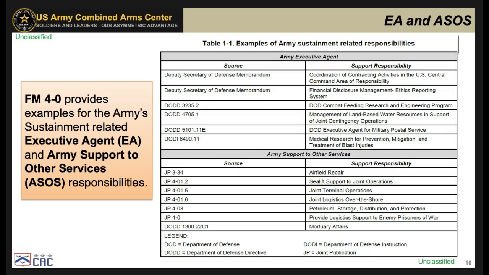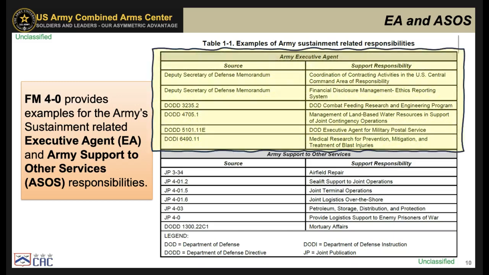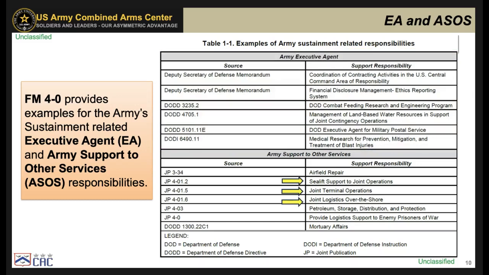joint interoperability and support. Likewise, the Army's executive agent responsibilities encompass certain contracting activities, the DoD feeding, research and engineering program, and the military postal service. Observe that the Army is also charged with support responsibilities that may be very important to setting the theater.